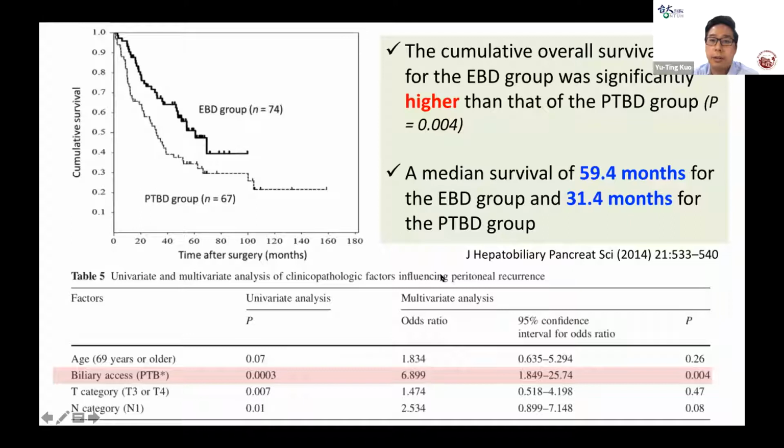And in this Japanese group, they found that preoperative endoscopic drainage had longer survival. On the other hand, percutaneous drainage had six times the peritoneal seeding rate compared to endoscopic internal drainage. So this is the reason why this year's ESGE guideline prefers endoscopic drainage compared to percutaneous drainage in preoperative drainage of malignant hilar obstructions.